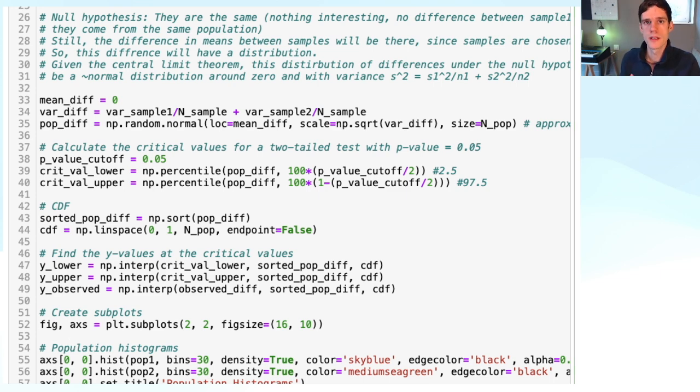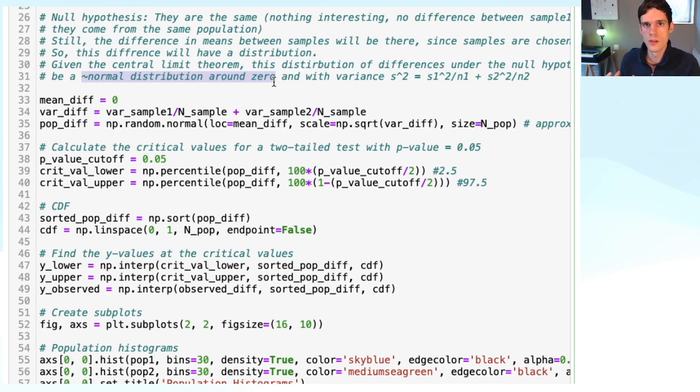So how do we then generate this distribution of differences of sample means under the null hypothesis? Well, we will follow the insights gathered by mathematicians. In fact, they found that the distribution, specifically for the differences in means, follows approximately a normal distribution. And this approximate normal distribution is centered around the value of 0.